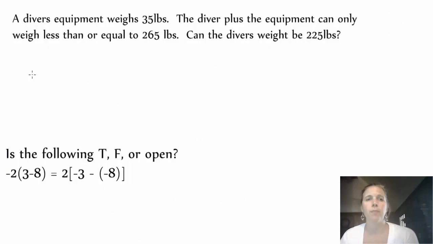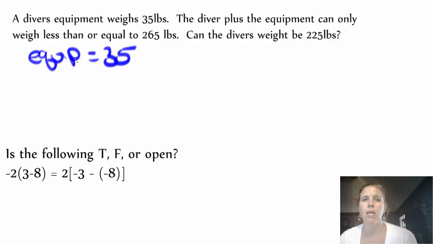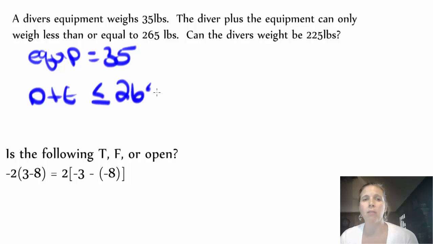Okay, moving on. A diver's equipment weighs, so this is the same thing we've been doing, it's just now in a word problem. A diver's equipment weighs 35 pounds. The diver plus the equipment can only weigh less than or equal to 265 pounds. That's written poorly, sorry about that. Can the diver's weight be 225? His equipment already weighs 35 pounds. The diver plus the equipment has to be less than or equal to 265 pounds. So can the diver's weight be 225?